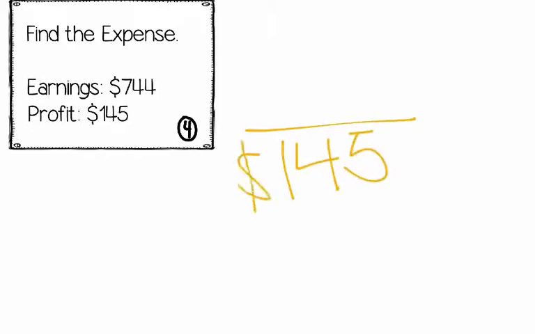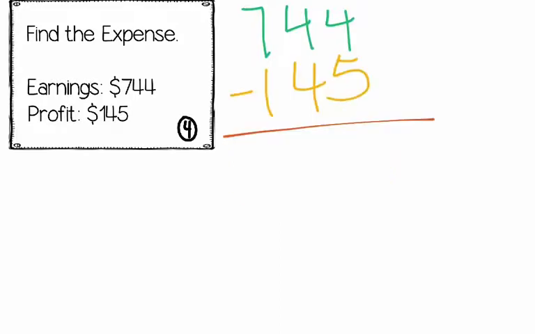Okay, so I know my profit is $145. My earnings or my income is $744. So what can I subtract from 744 to get 145? I can do my earnings minus my profit to get my expenses.